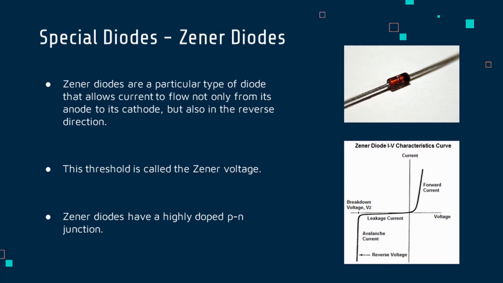Zener diodes are another type of special diode that have the additional property that current is allowed to flow in the reverse direction intentionally. They're widely used as voltage references and as shunt regulators in order to regulate the voltage across small circuits. When connected in parallel with a variable voltage source such that it is reverse biased, Zener diodes conduct when the reverse breakdown voltage is reached. They also tend to have a highly doped p-n junction.